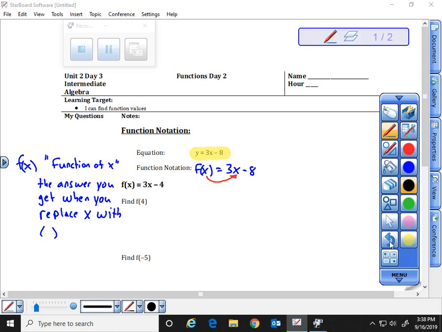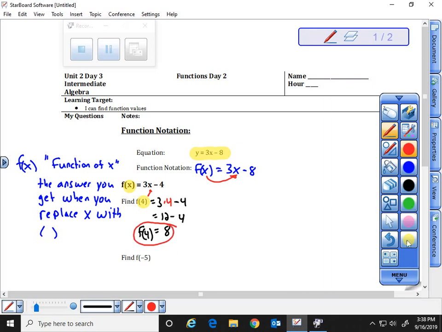So first question is I'm going to replace that x with the number 4. So it's going to be 3 times x minus 4. It's going to be actually 3 times 4 minus 4. And then you simplify it. It's going to equal 12 minus 4, which gives me 8. So the function of 4, so when I put 4 into the equation, I get an answer of 8.